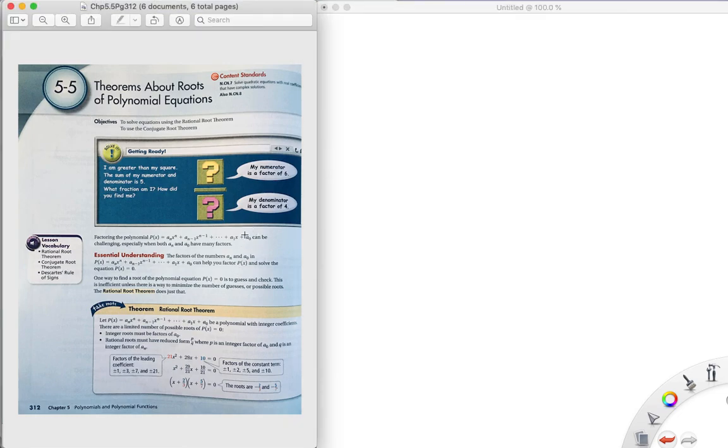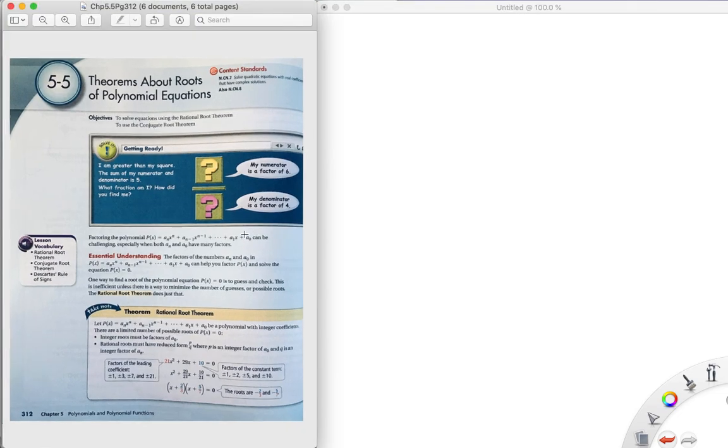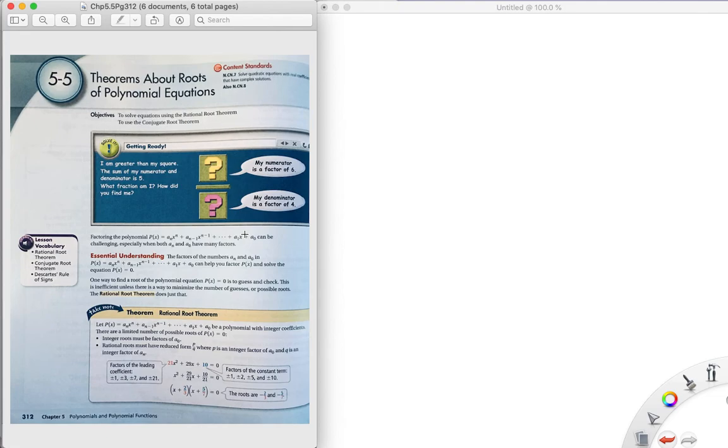Alright, this is Algebra 2, Chapter 5, Section 5: Theorems about roots and polynomial equations. Okay, so this one's going to be a little tricky.